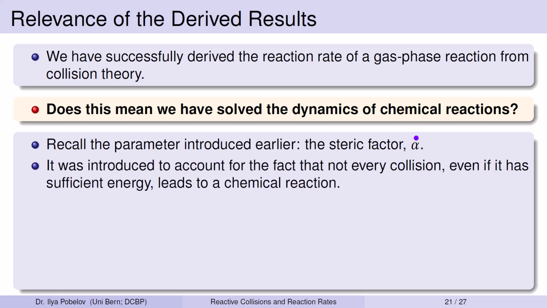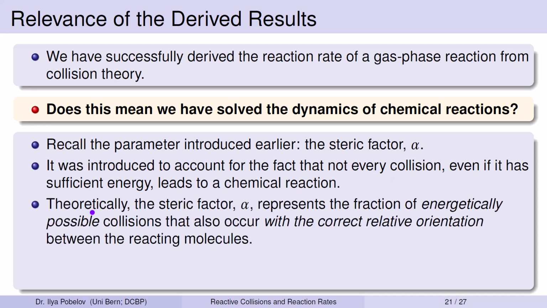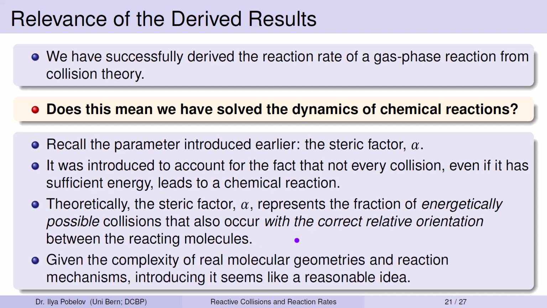It was introduced to account for the fact that not every collision, even if it has sufficient energy, leads to a chemical reaction. Theoretically, the steric factor represents the fraction of energetically possible collisions that also occur with the correct relative orientation between the reactive molecules. Given the complexity of real molecular geometries and reaction mechanism, introducing the steric factor seems like a reasonable idea.